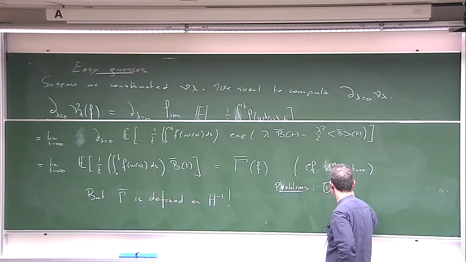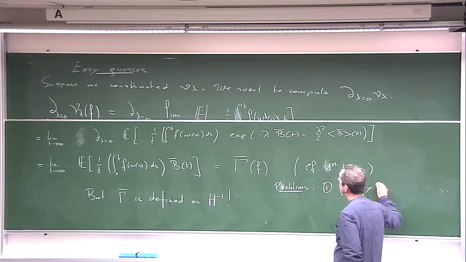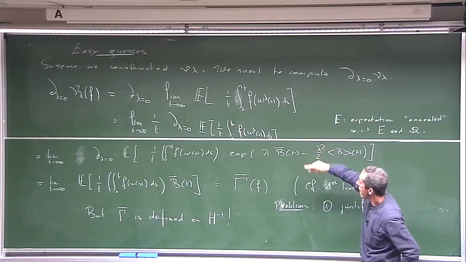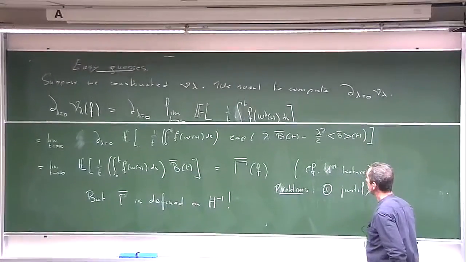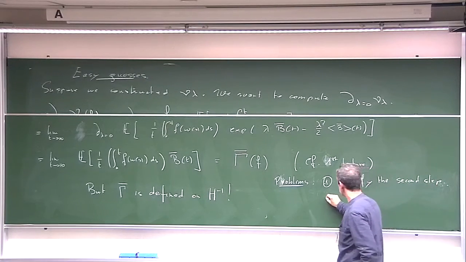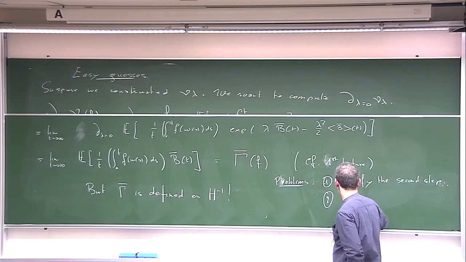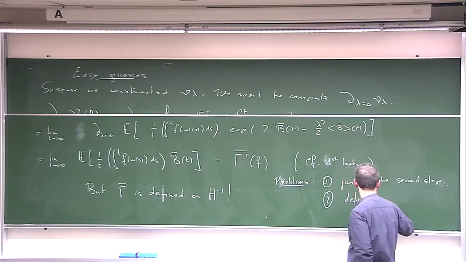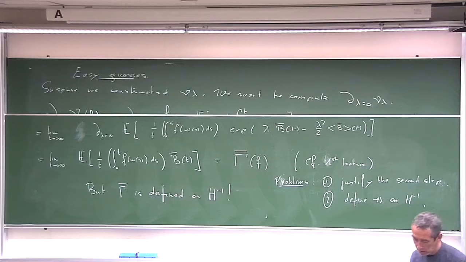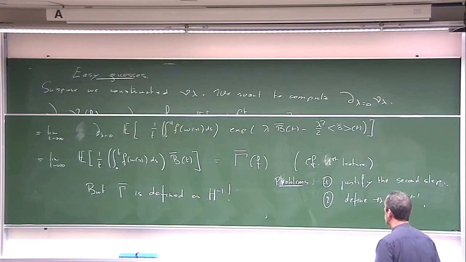Maybe problem one is to justify the second step, but also before doing that, you should define u lambda on H minus 1, which is not exactly what I was suggesting in the first definition. So there is a problem about what is the right space to work on.